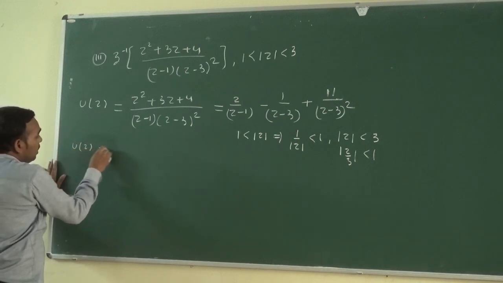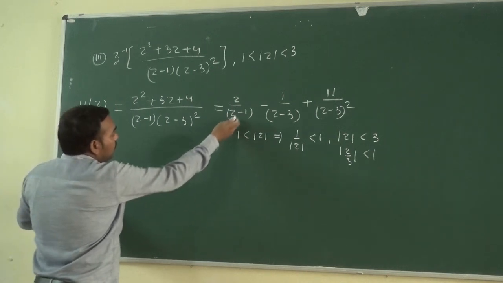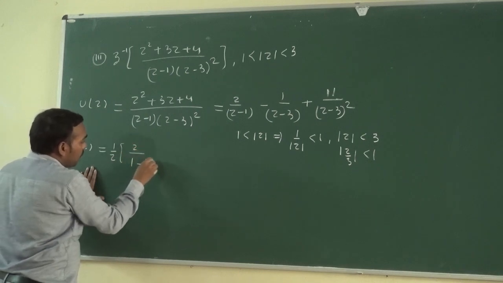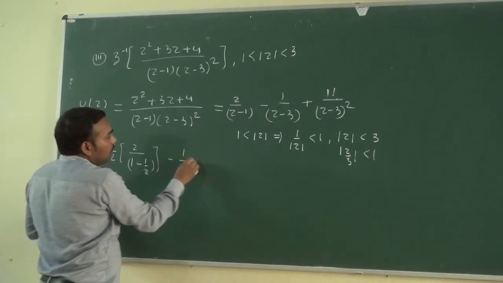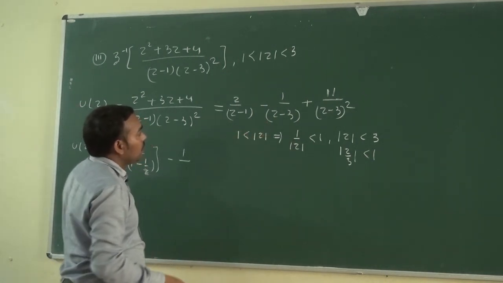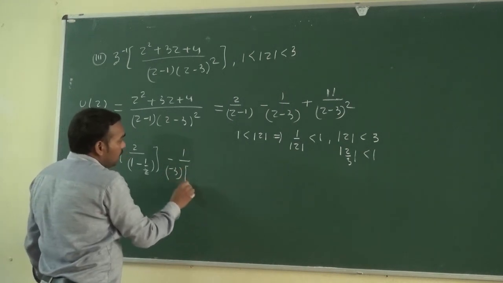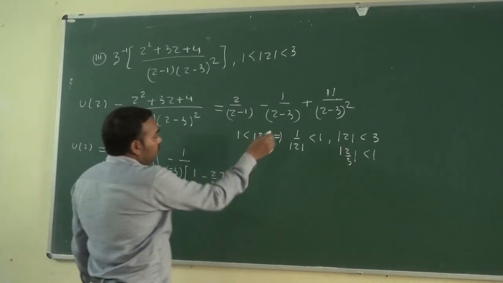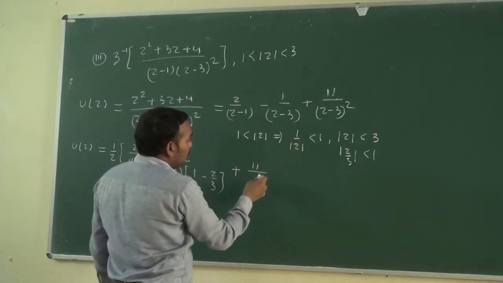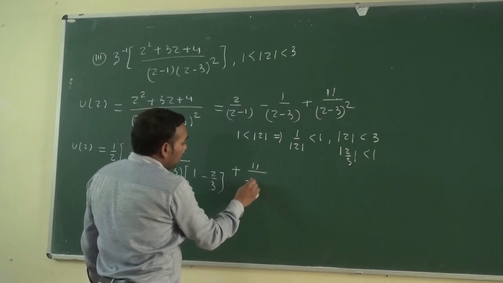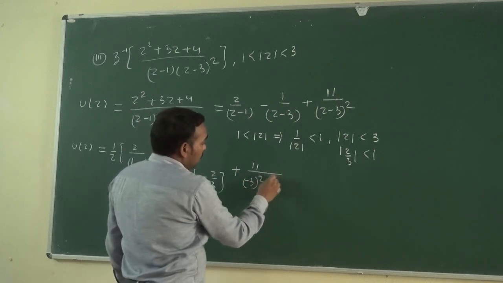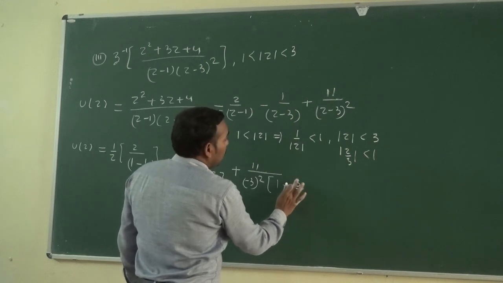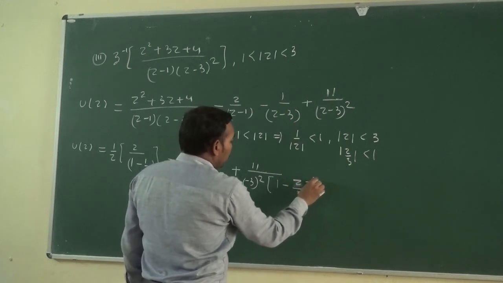Simply write U of z equal to, here take z as a common, so 1 upon z means 2 upon 1 minus 1 upon z, minus, for this simply take minus 3 as a common, so 1 minus z upon 3, and for this take minus 3 whole square as a common, and get 1 minus z upon 3 whole square.